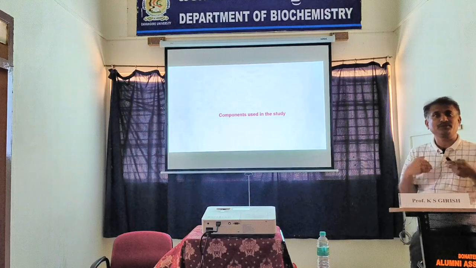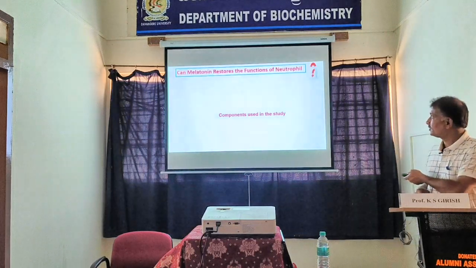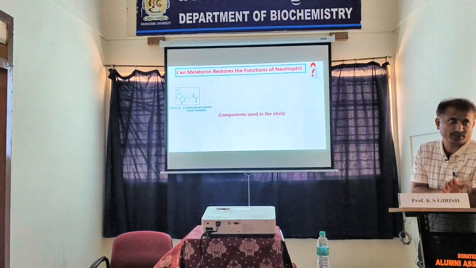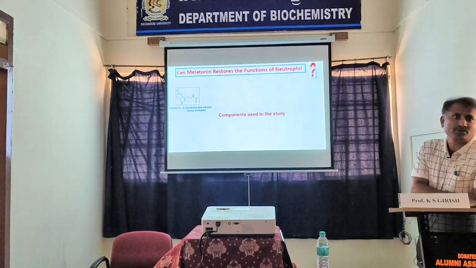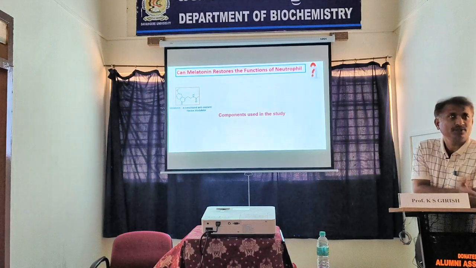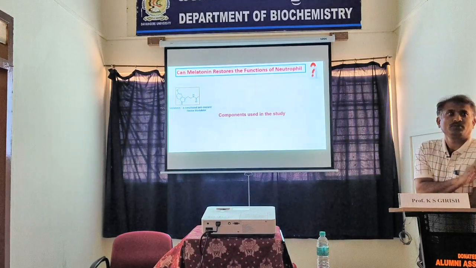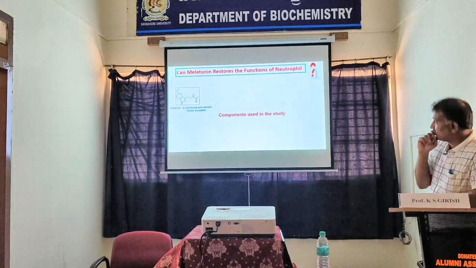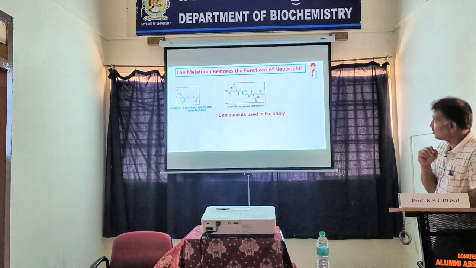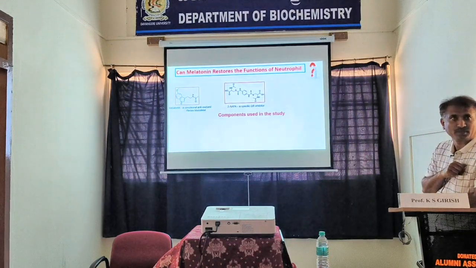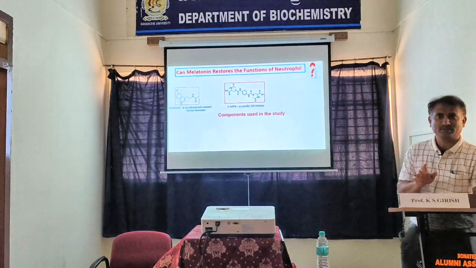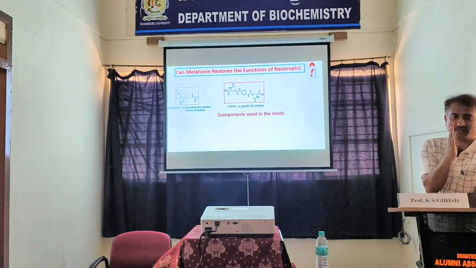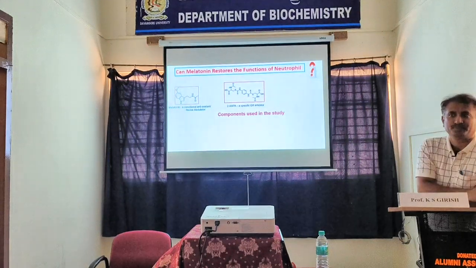So, what are the components we used in order to prove our hypothesis? Before that, we asked a question: can melatonin restore neutrophil function? If so, can we use melatonin as an adjunctive therapy in addition to existing therapy to treat microbial infection? That was our motto. So we used melatonin as a conditional antioxidant or redox modulator, and we used 2-AAPA. It is a big chemical name, so shortly we call it 2-AAPA. This chemical can cross the plasma membrane and target glutathione reductase enzymes in the cytosol.